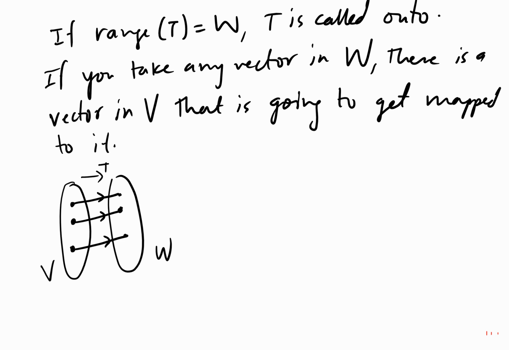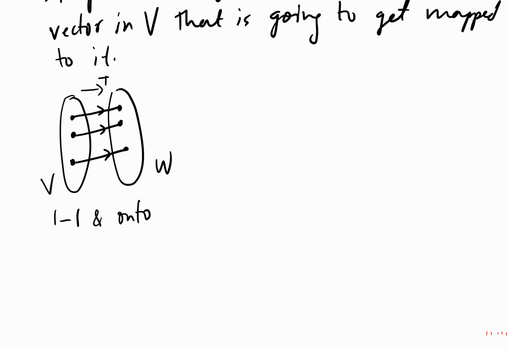So this is one-to-one because every distinct element gets mapped to a distinct element in the other one. And it's onto, because every element in W had a vector or element in V that was mapped to it. Let me show a different example.